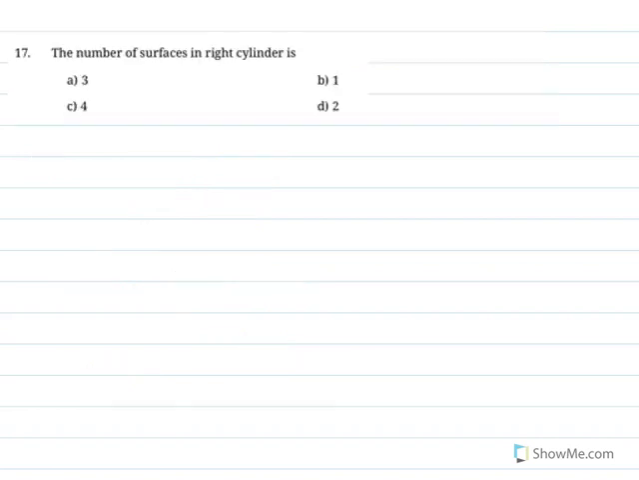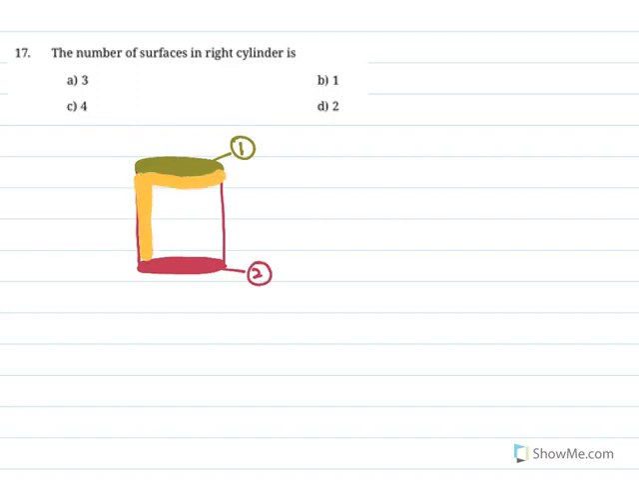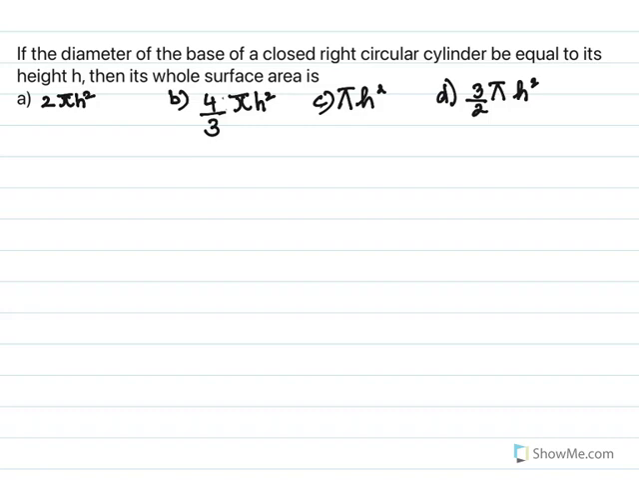decimeter cube. The number of surfaces of a right cylinder. So let's draw a right cylinder. This is one surface. Then we have the CSA. Then we have the third surface. So it will be 3. So here is one surface. We write surface 1. Then this is the second surface. We'll put this as surface 2, and then we have the third surface here. We'll put this as surface 3. So a cylinder has got 3 surfaces.